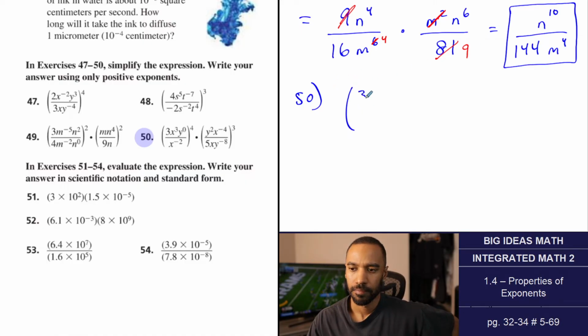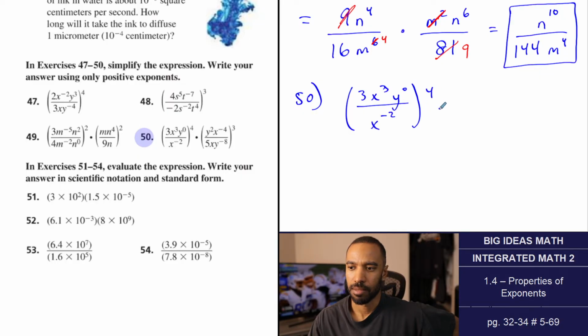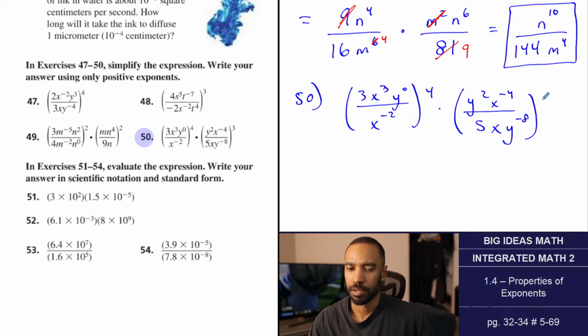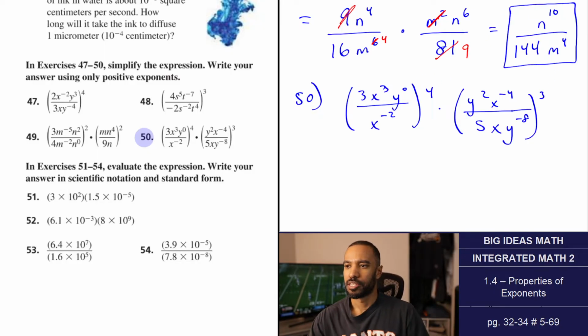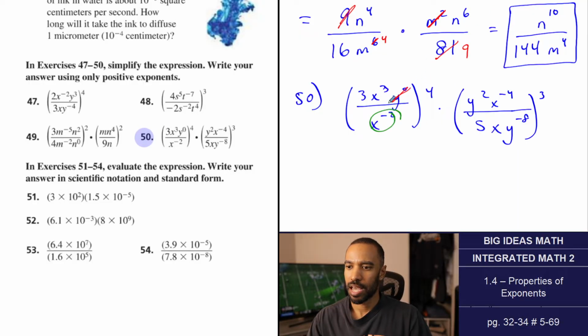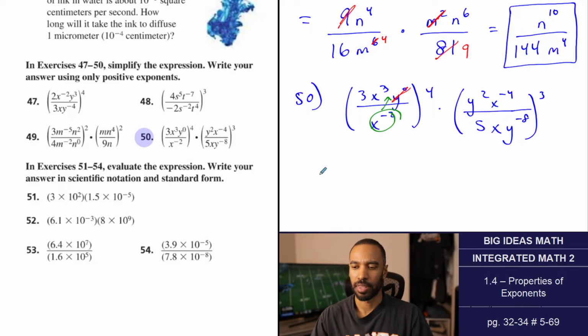3x cubed, y to the 0, over x to the negative second to the fourth, times y squared x to the negative fourth over. Okay, all right, one part at a time. Y to the 0 is 1. I'm going to bring this guy up. That'll become x squared, and that'll end up multiplying with x cubed.